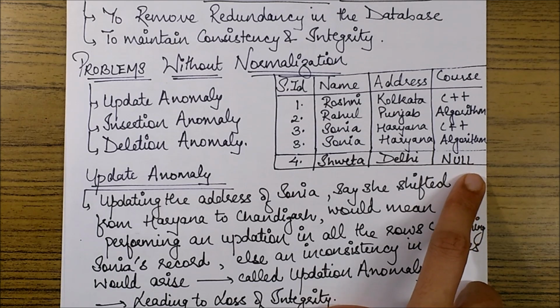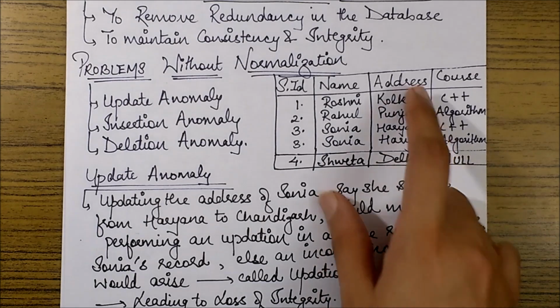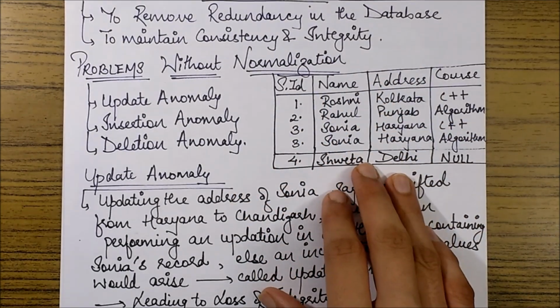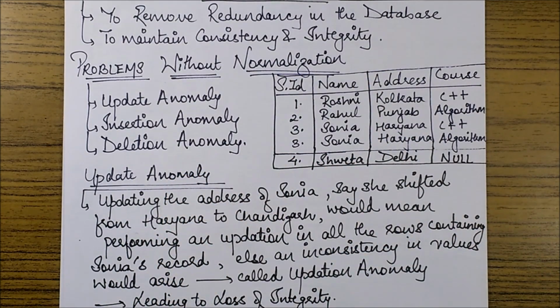Or again, the problem would have been very easily sorted out if the name and address data had been stored separately from the entire database. So this is where normalization comes into play.